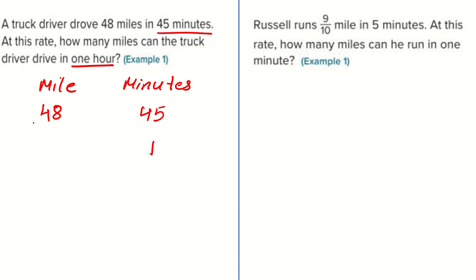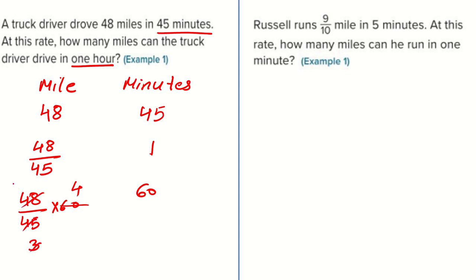See, in 45 minutes it travels 48 miles. So in 1 minute how much will it travel? It will travel less. So it will be 48 divided by 45. So in 60 minutes it will travel more. So it will be 48 divided by 45 times 60. Now we need to just simplify this. You can see 60 and 45 can be divided by 15. So 15 times 4 is 60, 15 times 3 is 45. And 48 can be divided by 3, so it will be 16. So 16 times 4 will be 64 miles, which is the answer.